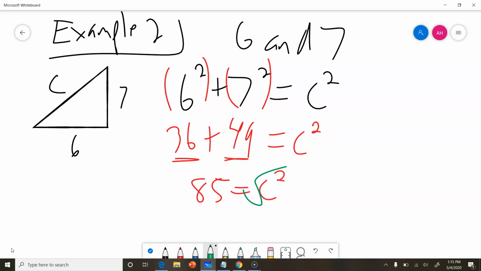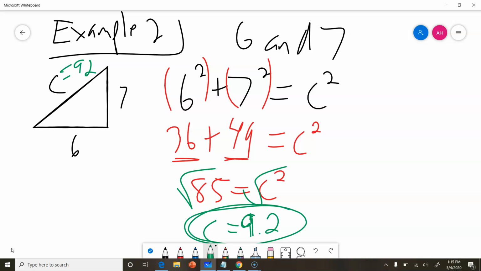Now, to find the answer, I take the square root of C squared and the square root of 85. The square root of C squared is C. Now I use my calculator, and I punch in the square root of 85 because it's not a perfect square, and I get 9.2. So C up here is 9.2. It can come out to be a fraction or a decimal. I prefer a decimal because it's a length. The square root of 85 is a length, in this case, 9.2.